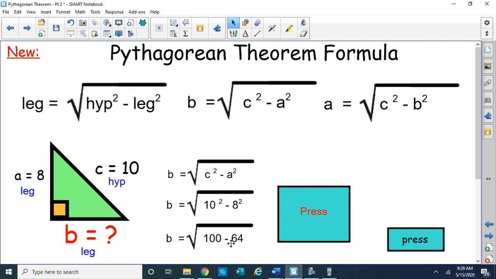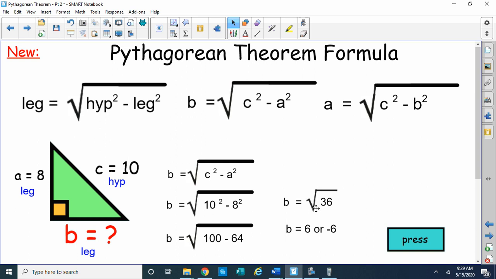100 minus 64, I get my calculator, I believe that's equal to 36. And I have to take the square root of 36, and I get my answer: b is equal to 6 or negative 6. Now the question would be, Dr. Rob, you haven't said anything about negatives.